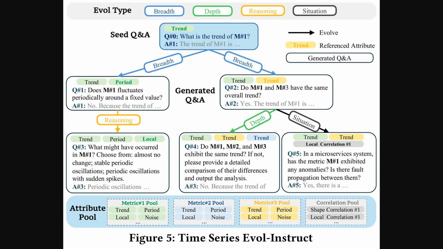Going further, Figure 5 actually digs a bit deeper into that time series eval instruct method we just talked about for generating the Q&A pairs. You see it starts with a simple seed Q&A about a basic trend. Then, using different evolution types like breadth, depth, reasoning, or situation, shown at the top, it transforms that simple question into more complex ones. It pulls in more attributes from those pools we saw before, like period or local fluctuations, and even correlations, to create richer questions that require more reasoning, like comparing multiple metrics or asking about specific situations.